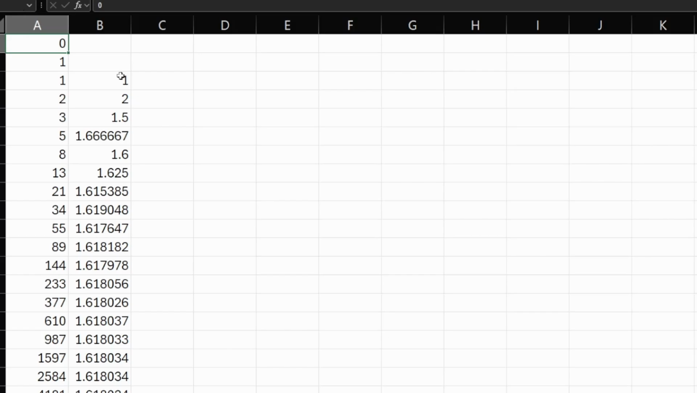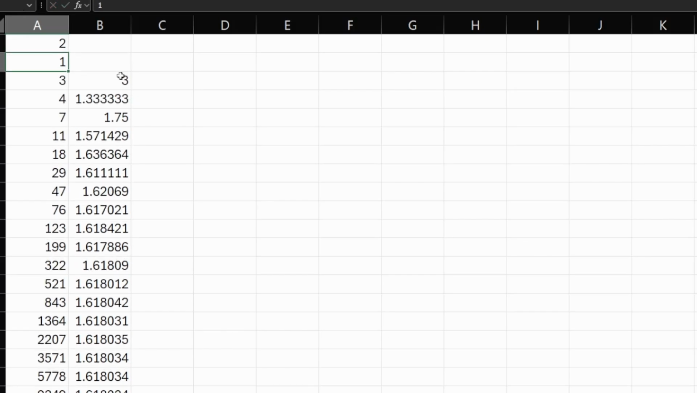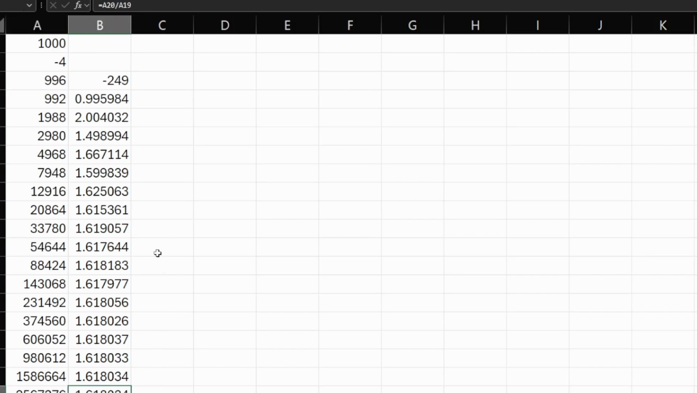So let's just try 2. And once again, 1.618034. Let's try 1,000. Okay, so it's settling down very, very quickly. Let's try a negative number here. No change. Okay, the first few are fairly transient, and then it settles down to 1.618034.